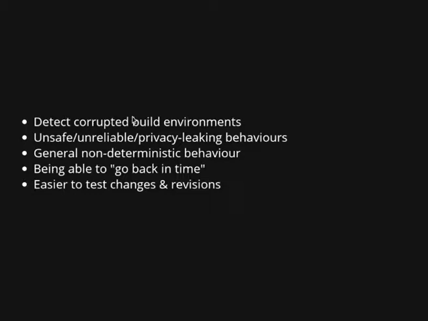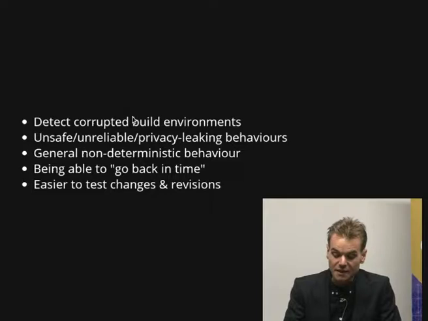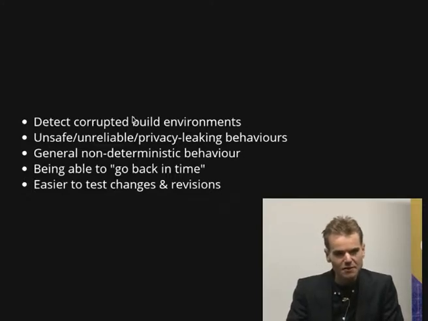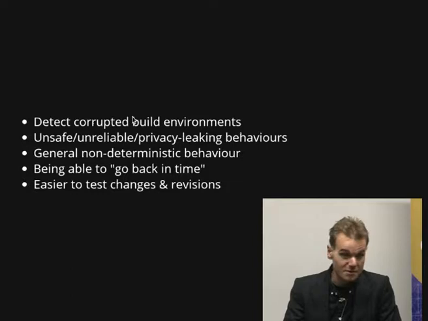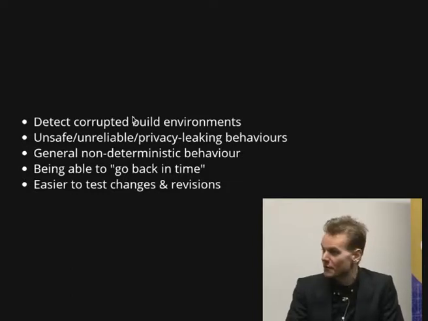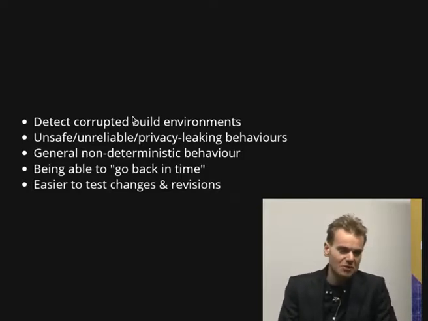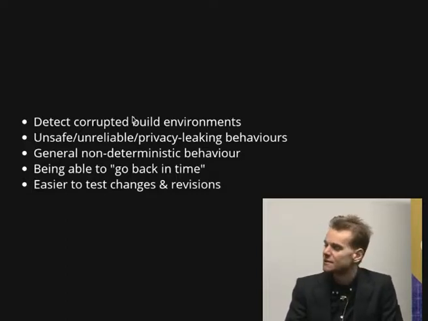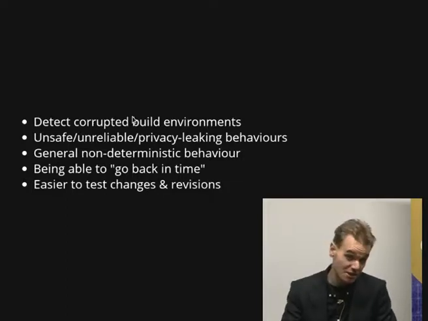Yes, so there are some technical advantages of Reproducible Builds as well. So you can look at your corrupted build environment. Maybe you've accidentally installed something into your chroot, etc. Things that access the internet are not very good anyway because they leak privacy. General non-determinism in your build isn't very good. The whole Martin Fowler idea of unit tests should be deterministic. The embedded folks really like to be able to go back in time, as they call it, so they can just check out an old version from Git, rebuild it, and it shows them that their build system is just kind of working and things like that. And it's actually just easier to test changes.